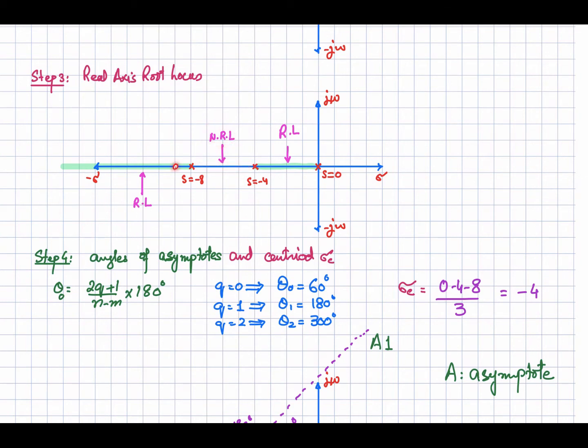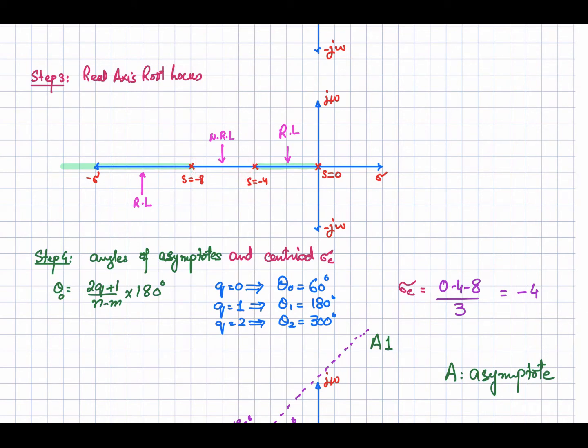Now if I take a test point over here and look at the number of poles on this side, this is the 1, 2 and there are 3, that is an odd number of poles. So this part of the real axis will be the part of the root locus. So that is highlighted. So this portion is the root locus, but this portion from here to here is not the root locus, right?